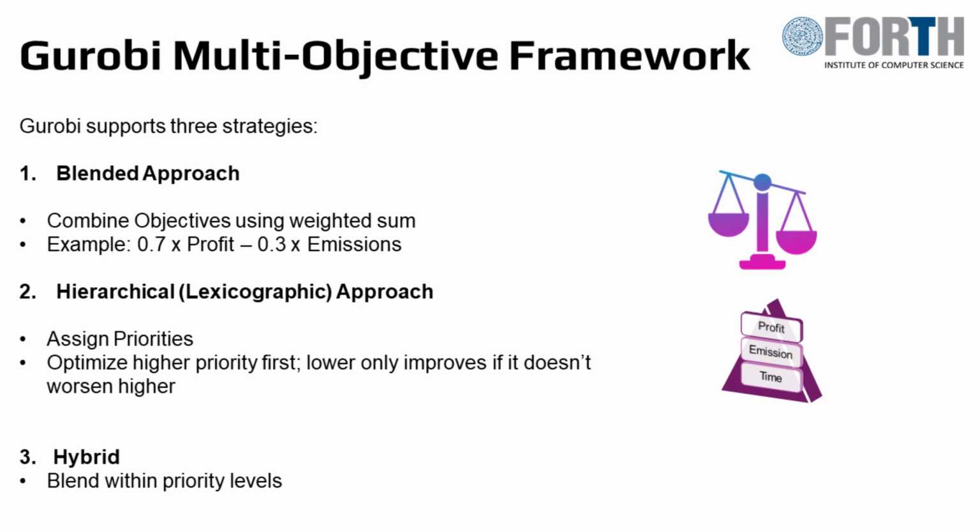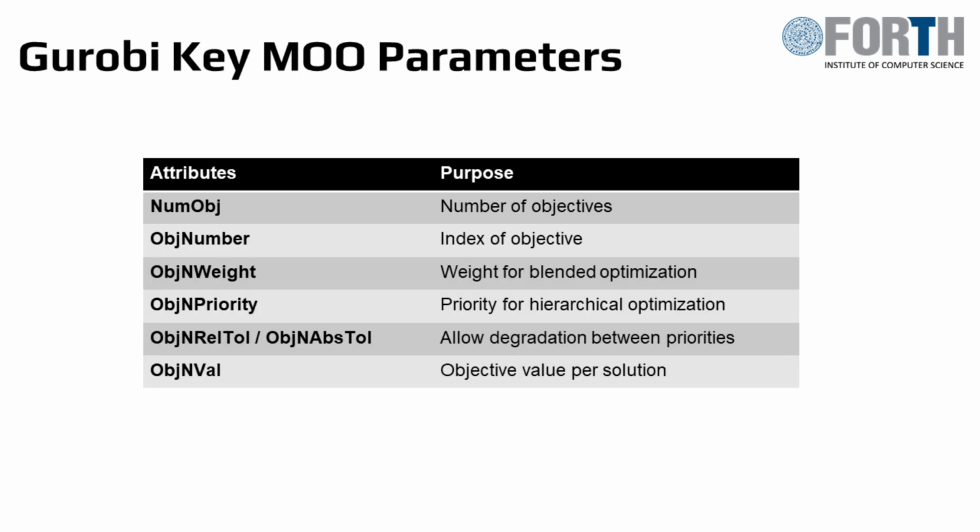the decision problem. Now, let's discuss the key attributes that control multi-objective optimization in Gurobi. First, NumObj specifies the number of objectives defined in the model. This tells the solver that we are no longer working with a single objective, but with multiple ones that must be handled explicitly.